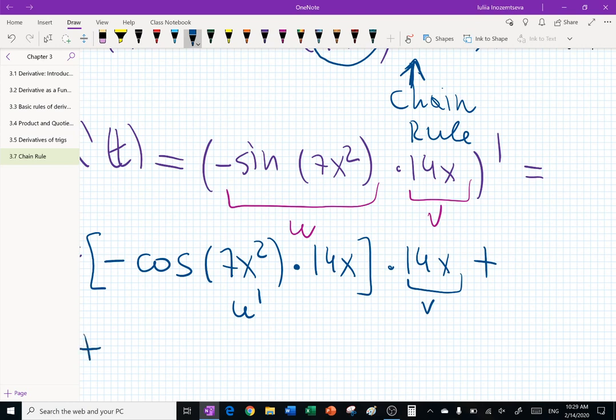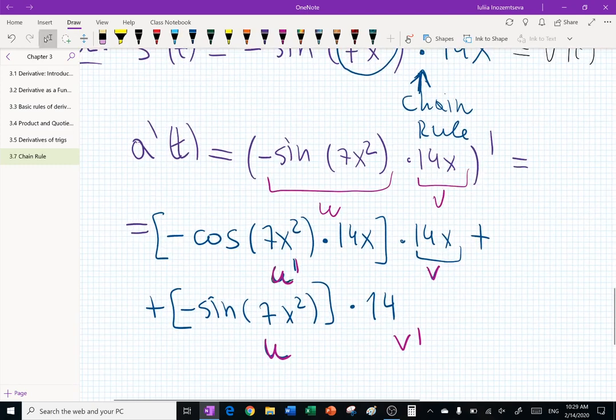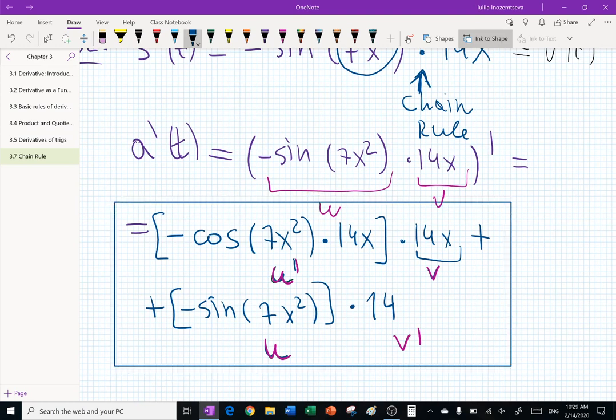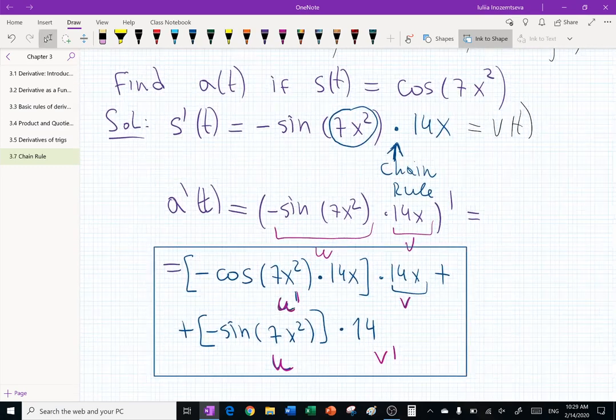Plus copy u, negative sine of (7x) squared. That's copying u. So u prime v plus u v prime, and now we just need to differentiate v. V is 14x. What is the derivative of 14x? 14. So this is the idea of product rule and chain rule at the same time. Why did we do it? Because for the given distance, we wanted to find acceleration. If you differentiate one more time, you will get jerk, and one more time you get something else, like a jump or whatever.